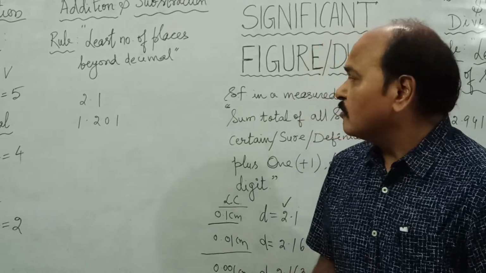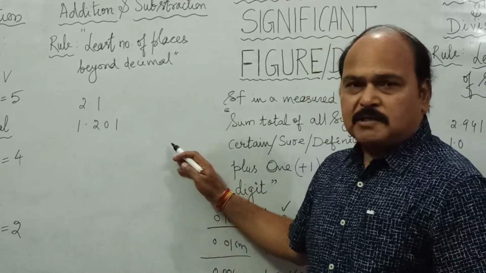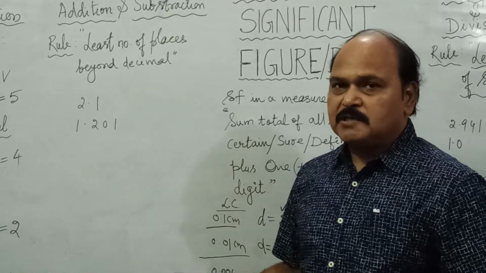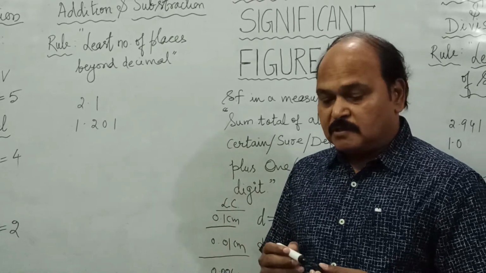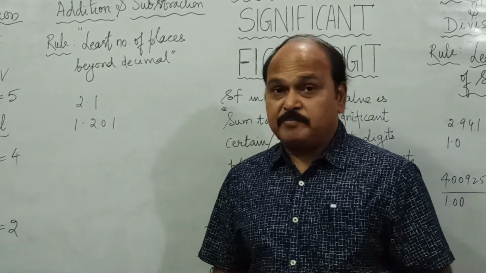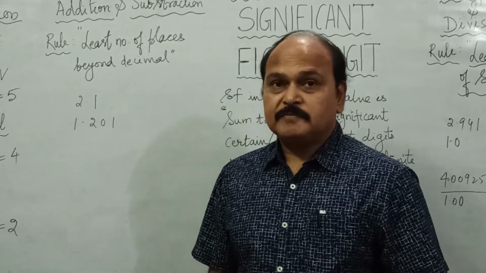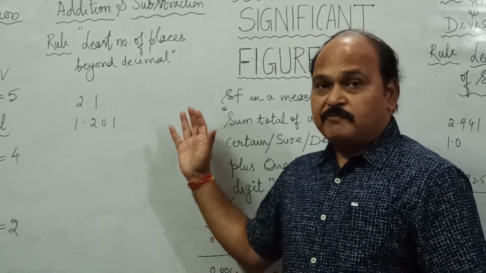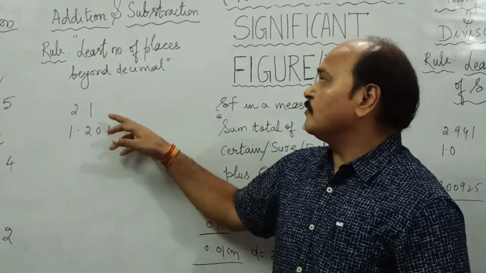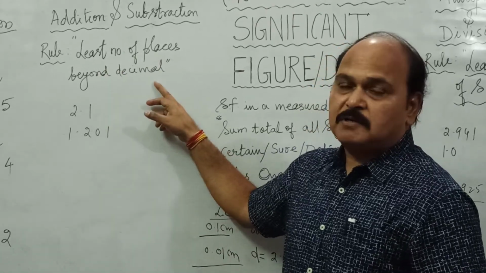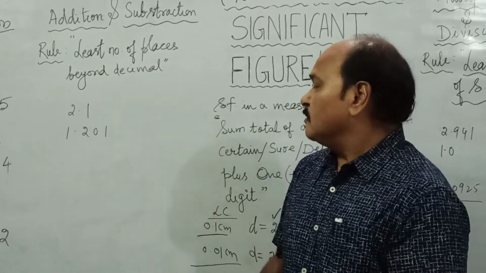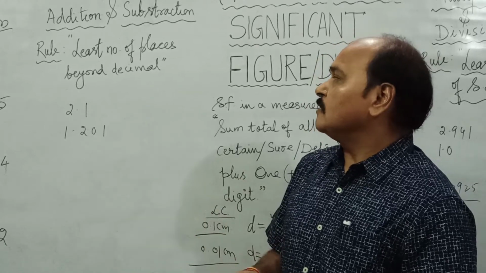Or what do we do? We do the normal addition, the addition which we learned in, say, our primary section. We can do the normal addition, but finally we have to round off to the least number of places beyond decimal. So why this rule? Let us understand.